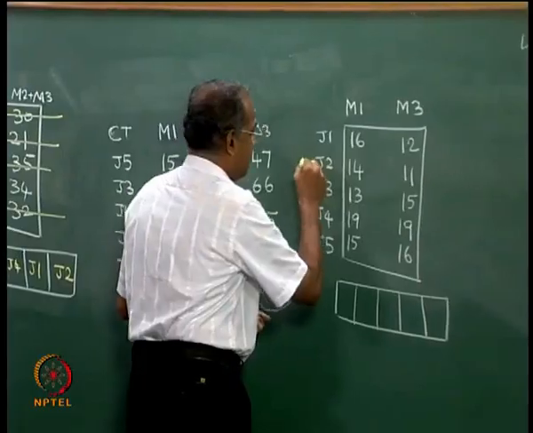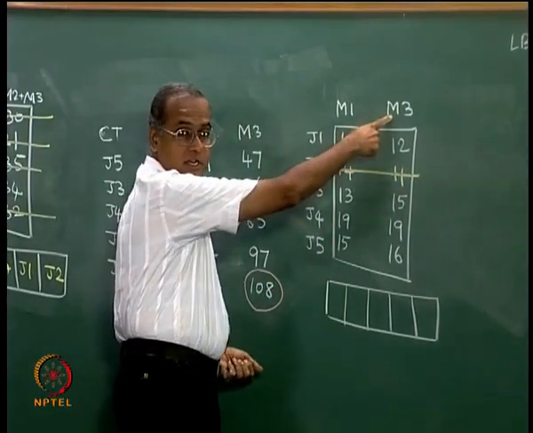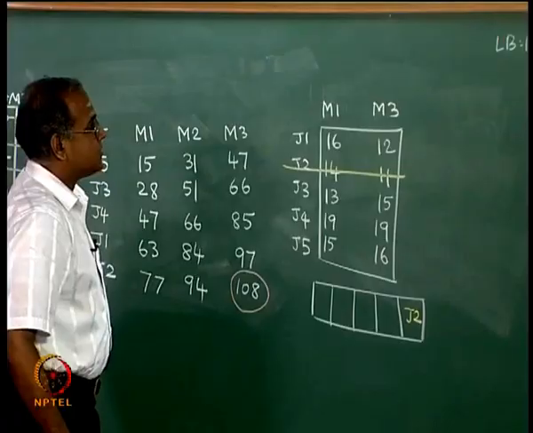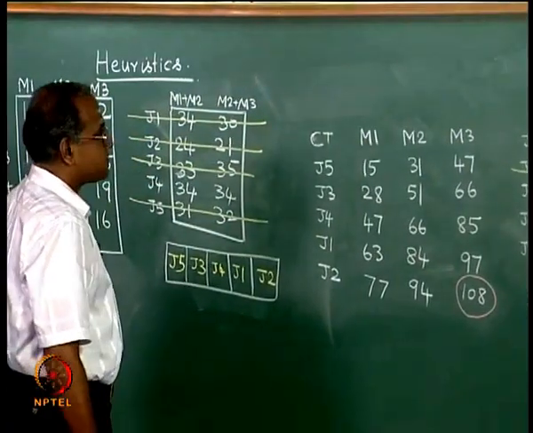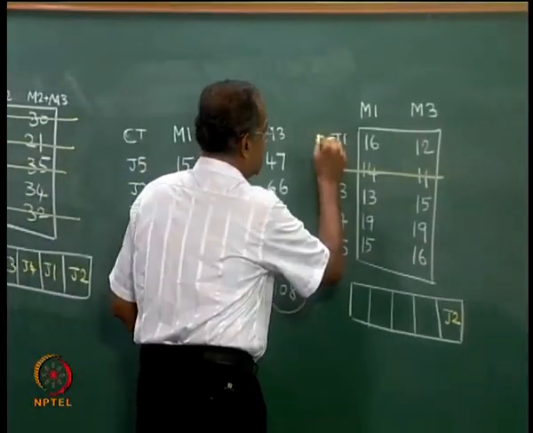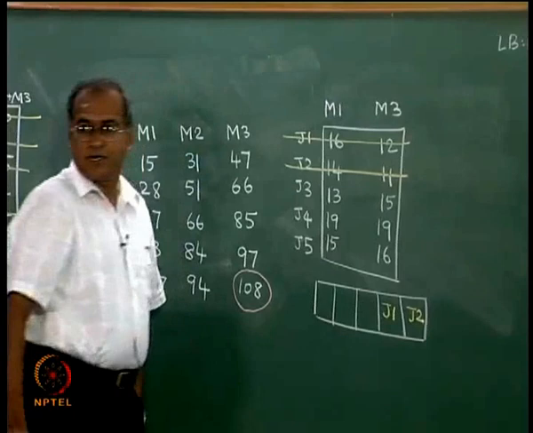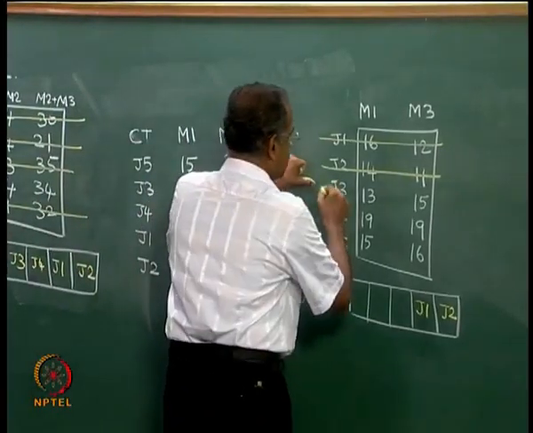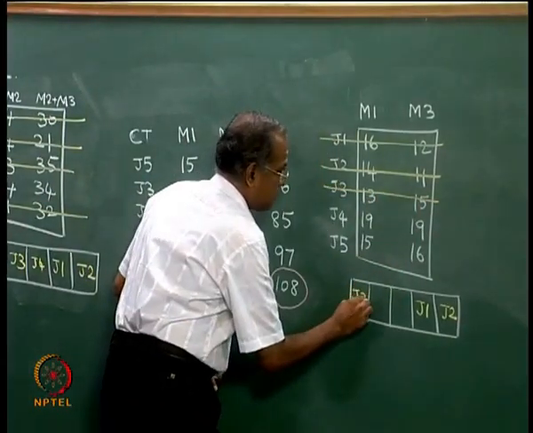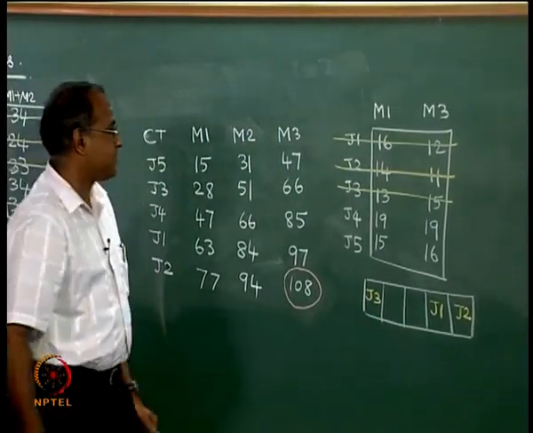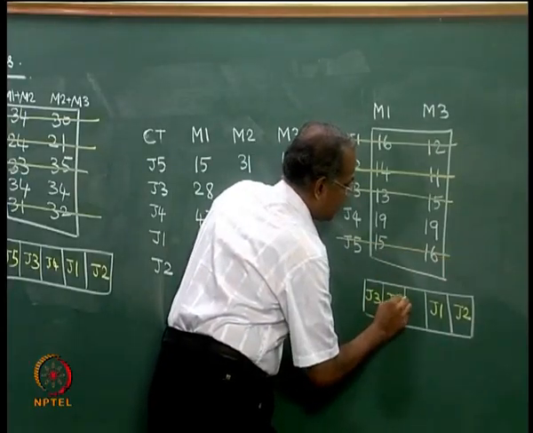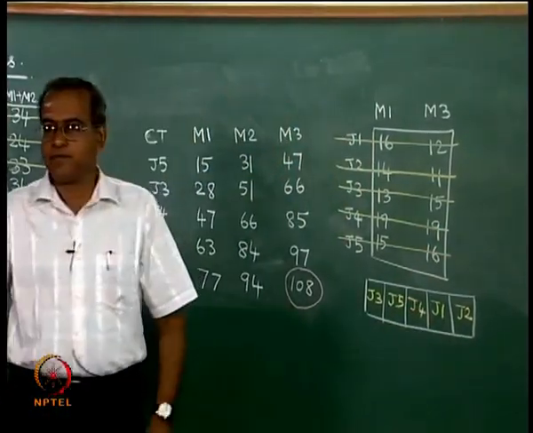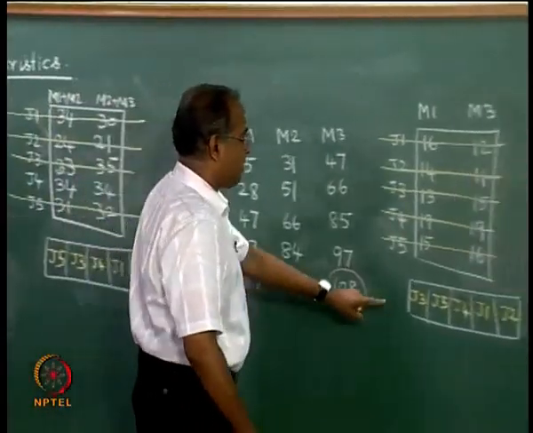The smallest one is 11, so J2 on the second machine, so comes from here. The next smallest is J1, once again from the second machine, so J1 comes here. The third smallest is J3, which is on the first machine, so J3 is here. The next smallest is J5, which is here, and then J4 comes here. So let us quickly find out the Makespan for this sequence.